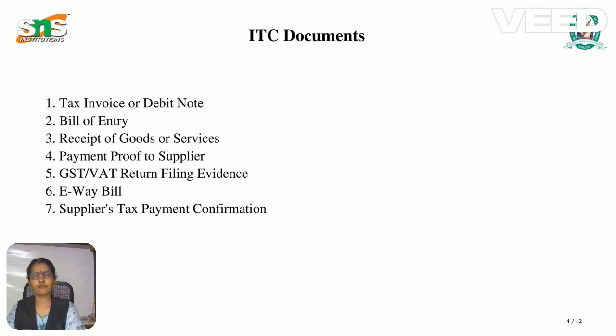At the time of claiming the credit, some documents we are supposed to submit. Those documents we will discuss in detail in this slide. The first one is the tax invoice, then the bill of entry, receipt of goods and services, proof of payment to the supplier, filing the return on GST or VAT, the e-way bill, and the supplier's tax payment confirmation.